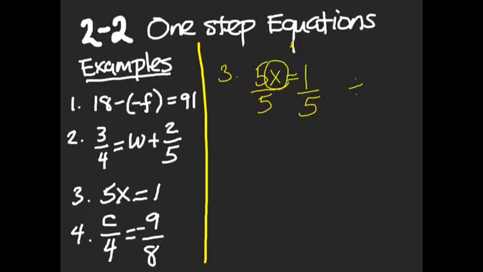So we've got 5x over 5. Those guys cancel out. I'm left with x is equal to 1/5. The key to these types of problems is to always remember to get rid of the coefficient of x, even if the coefficient of x seems like it's smaller.